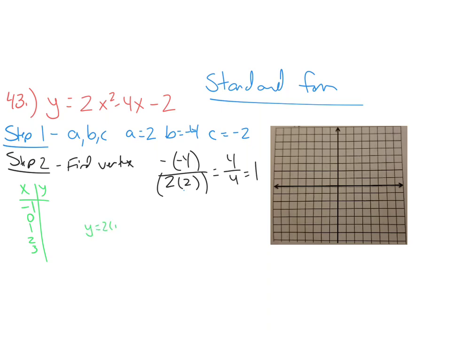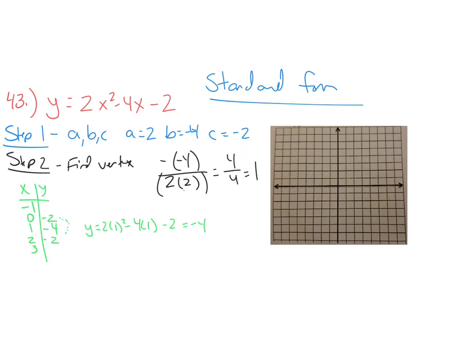Got y equals 2. Instead of x, I put 1 squared minus 4 times 1 minus 2. I end up with 2 minus 4, which is -2, minus 2 more, which is -4. Now I'm going to do 0. I like to do 0 because it's easy. I end up with -2. Now I don't have to plug in 2 because I'm going to put -2 right there and rainbow it.